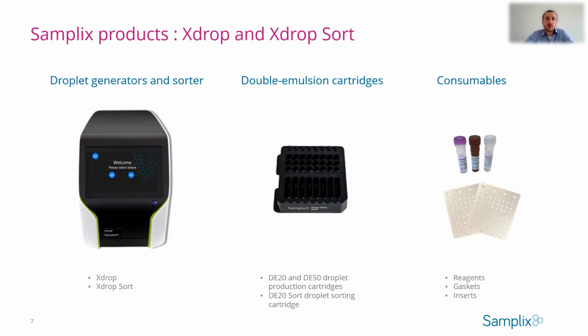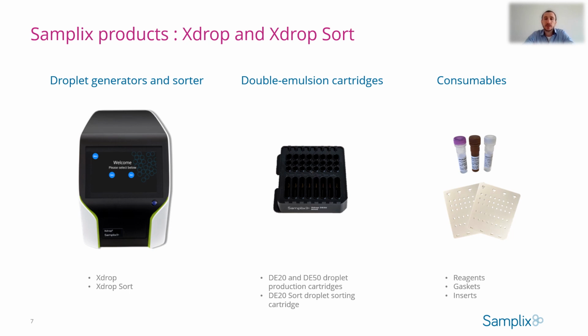So this is how the Xdrop looks, and this is also how the Xdrop sort that we also make looks. The difference between the two instruments is that whereas both of them can generate the droplets, with the sorter you can also sort based on a single color, being green.